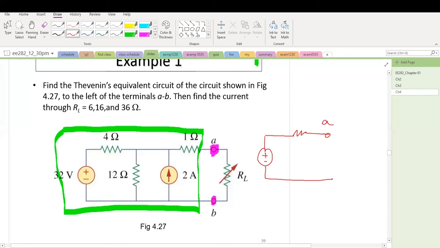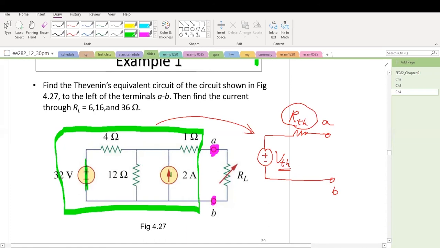So eventually, we're going to have something like this. This is A, this is B. We're going to obtain RTH and VTH. To obtain RTH, we need to turn off all the independent sources here. There is one voltage source, and we want to turn it off. How do we turn it off? We want the voltage to go to 0, so short circuit.